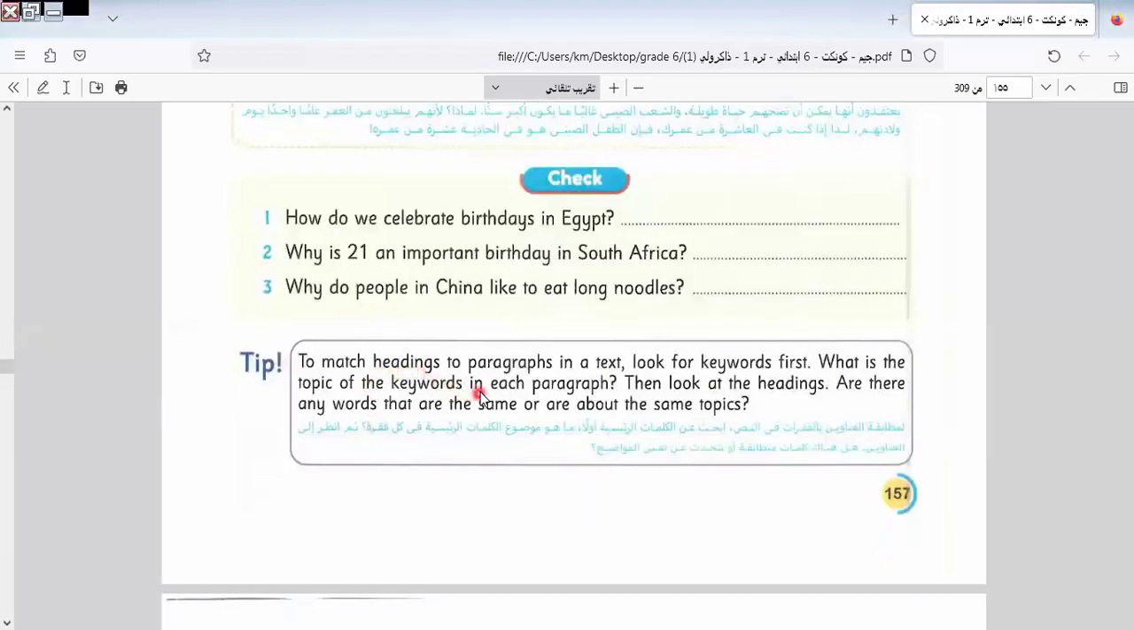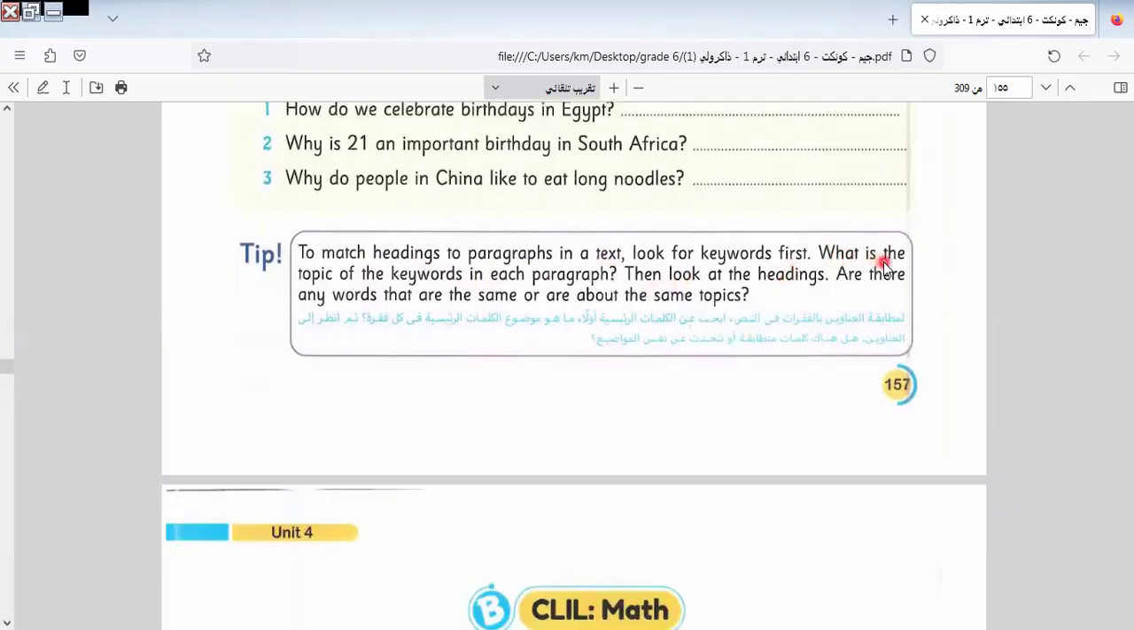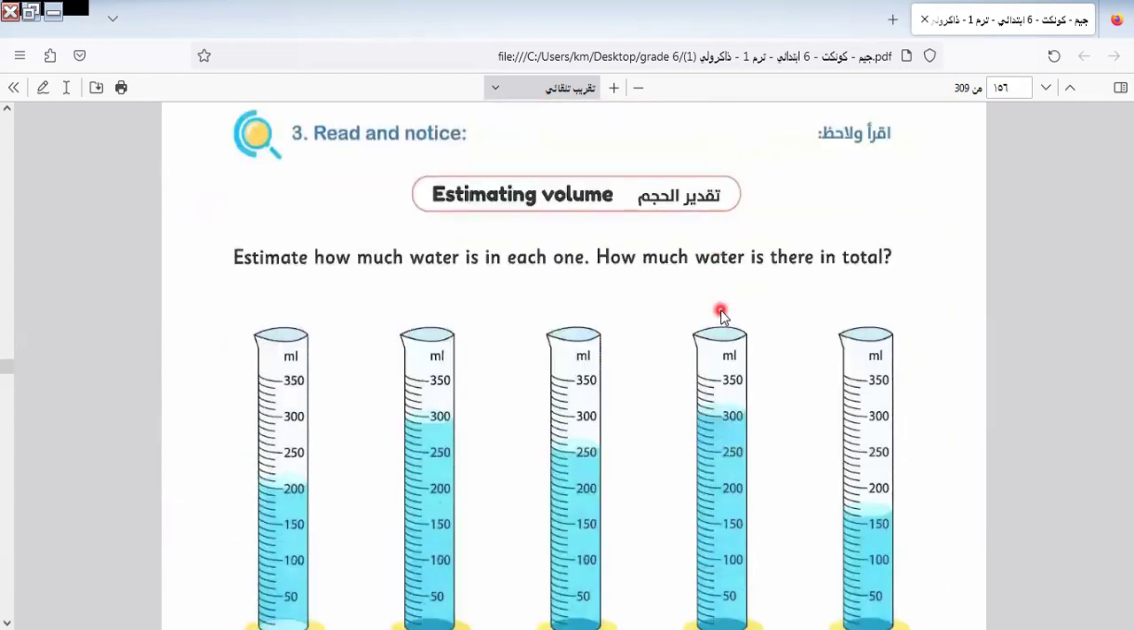To match headings to paragraphs in a text, look for keywords first. What is the topic of the keywords in each paragraph? Then look at the headings. Are there any words that are the same or about the same topic? Let's go to another one.